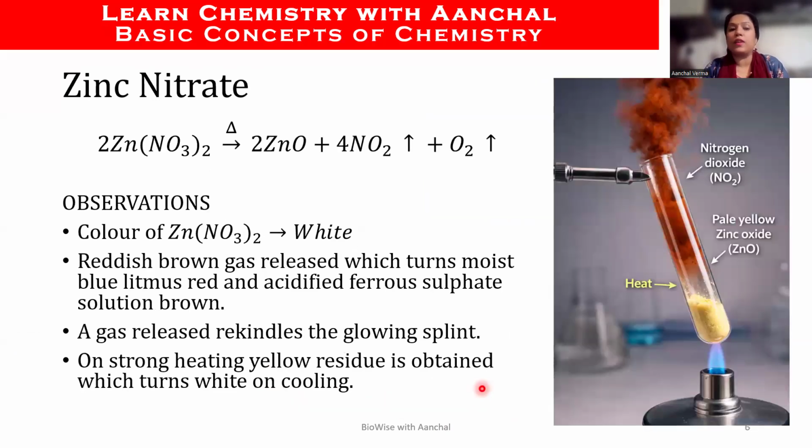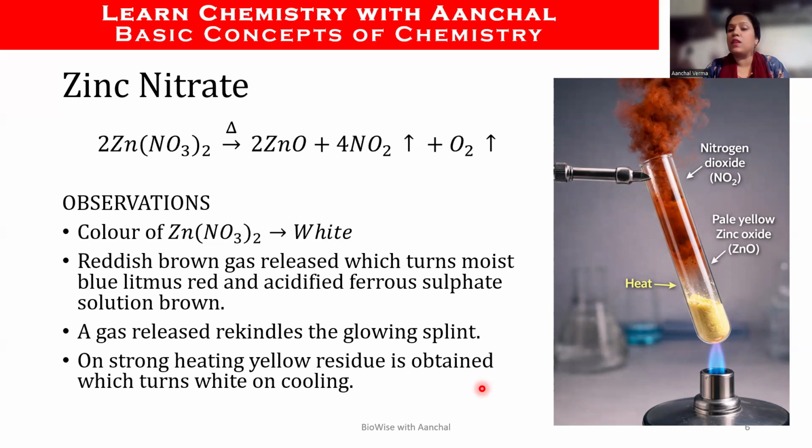Now, zinc nitrate when heated strongly gives you zinc oxide, yellow when hot and white when cold, a reddish brown gas, which is nitrogen dioxide, and oxygen. Since oxygen is a colorless, odorless gas, it comes out with nitrogen dioxide, so you cannot say the color of the gas. But here, if you have the glowing splint, it will burst into flame or rekindle, which shows the presence of oxygen.